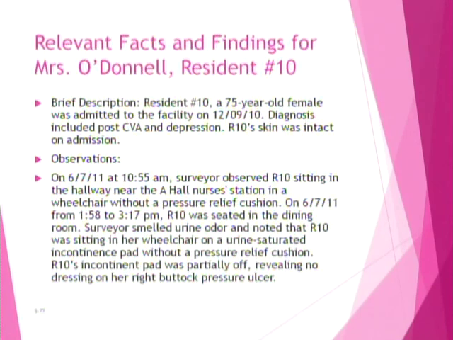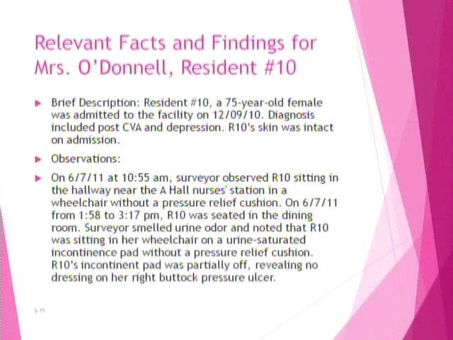Alright, if you did Mrs. O'Donnell, we see a brief description about her, and she had a post-diagnosis, post-CVA depression. Her skin was also okay, was intact. And we see then that she's sitting in the A Hall nurses station, and she doesn't have any kind of pressure relief cushion. And we see her then with urine odor detected, and we see that there's a saturated incontinence pad without a pressure relief cushion.